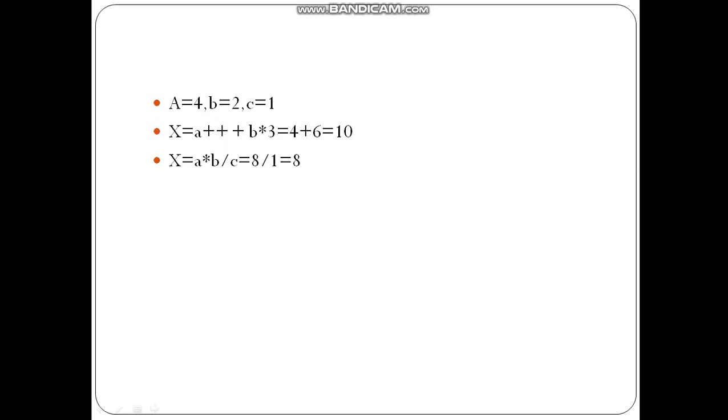Now consider the next one, x equal to a into b slash c. If we see the precedence chart, multiplication and division both have the same precedence. Which one to evaluate first? We see that for this the associativity is left to right. So whatever comes on the left-hand side first, we will evaluate it first. So a into b is 4 into 2, which is 8. Then 8 divided by 1 is again 8. This is how we are going to evaluate the expressions based on the precedence chart.